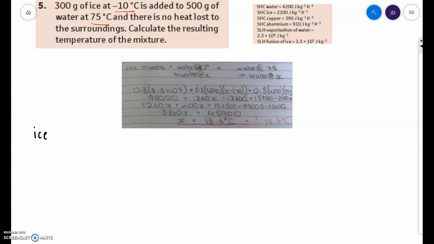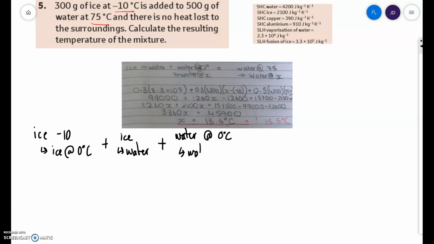The ice has to go from -10 to ice at 0 degrees. Then it needs to go from ice to water. Then it needs to go from water at 0 degrees to water at X degrees. And all of that is equal to water at 75 degrees, which is what's losing energy, and it goes to water at X degrees.